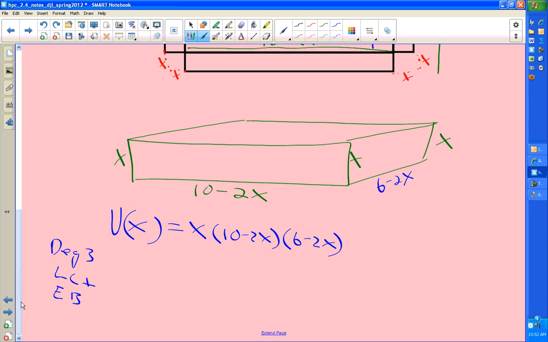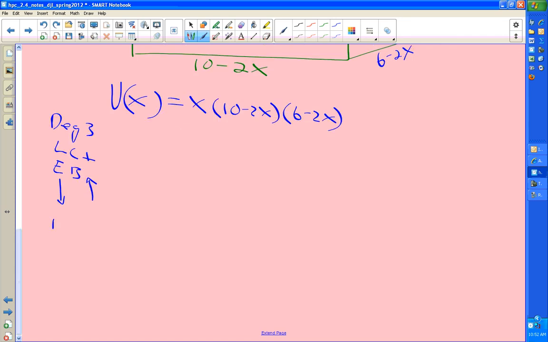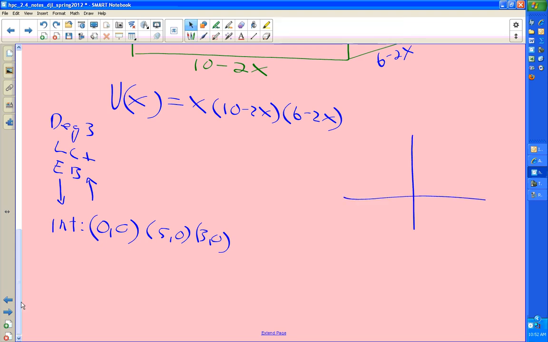On the left then, what are we going to be? Down on the left, up on the right. That's your end behavior. What are your intercepts? 0, 0. 5, 0. 3, 0. So if we do a quick sketch, just to see what's what, we would have intercepts at 0, 0, 3, 0, and 5, 0. And you said it would be down on the left, up on the right. It would look something like this. Okay?